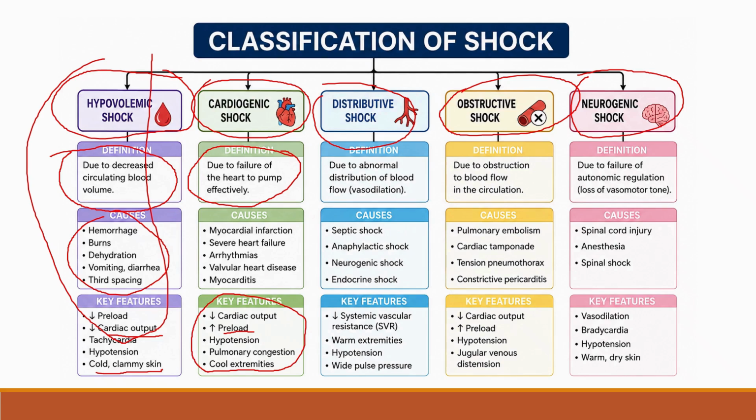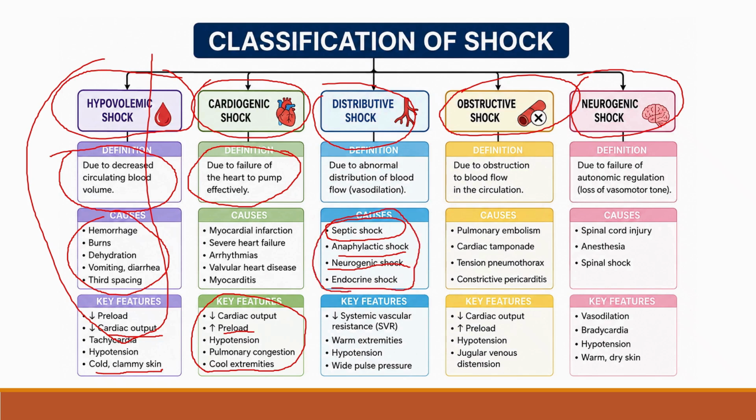Next, distributive shock. In distributive shock, you need to remember the first one, that is septic shock. For example, if you are having any infection, then it will lead to septic shock. So septic shock is one example of distributive shock. Next, anaphylactic shock. For example, if you are having any allergy, pollen or honeybee, these are the examples for anaphylactic shock. Next, neurogenic shock also leads to distributive shock, and endocrine shock. So these are the causes for distributive shock.